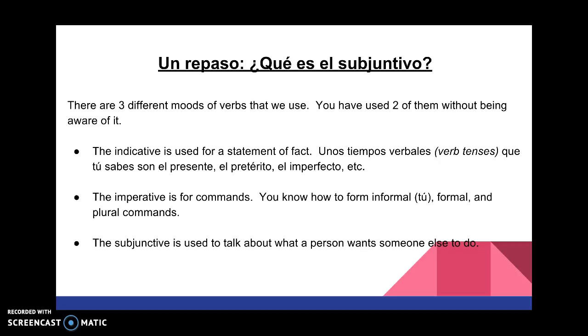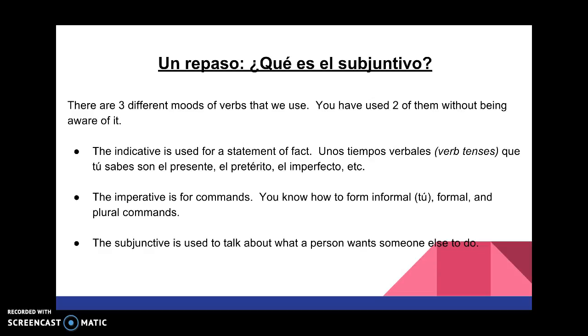You need to be aware that we use 3 different moods of verbs. These don't necessarily have to do with tenses, which are what we've worked through in the past, but moods. And you've actually used 2 of them in Spanish 2 and Spanish 3 without even necessarily being aware of it. You may have heard about it last year, you may have heard about it in Spanish 2 potentially, but you may have also been using them without even knowing.